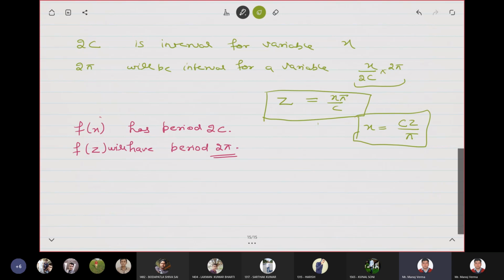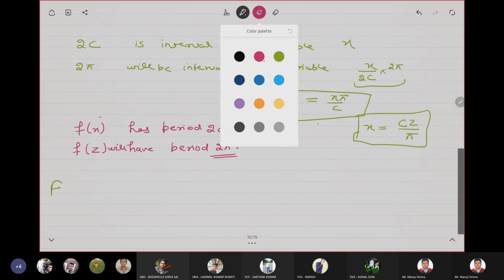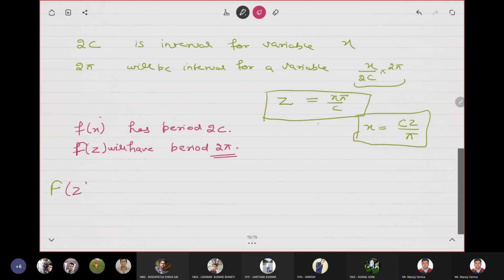So this f(z) I am representing with capital F(z). This F(z) is actually equal to f(x), and if I insert this value, it is equal to f(cz by pi). All three functions are actually the same. You can see the period of this F(z) is 0 to 2 pi, and the period of this f(x) was 0 to 2c. But yes, these functions are essentially the same.